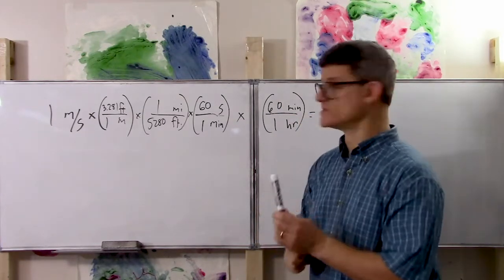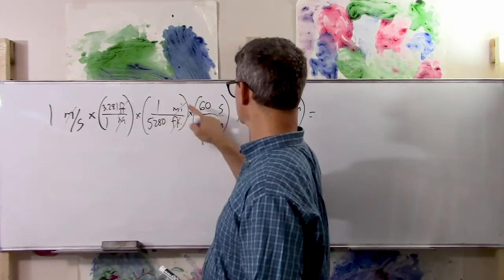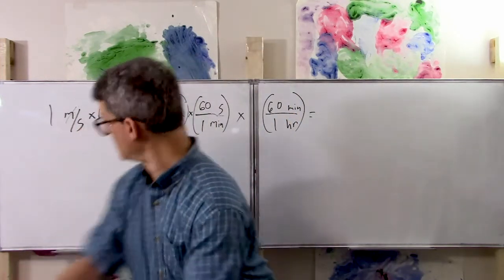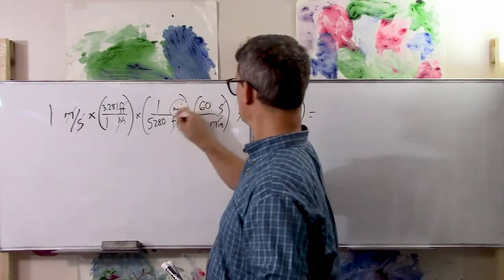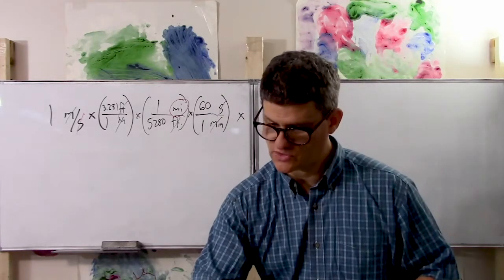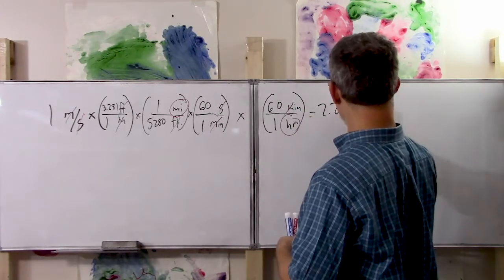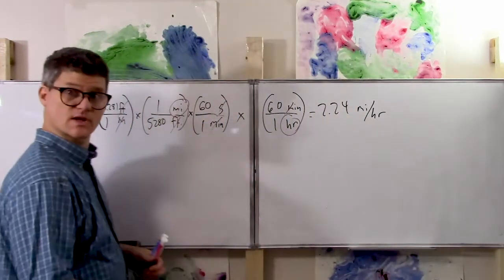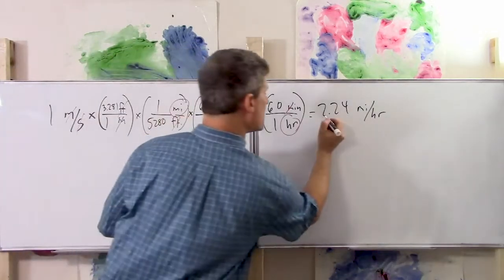So let's look and see how the units cancel out. Meters, meters, feet, feet, miles. Whoops, miles didn't cancel out. And then let me use a different color for the time. Seconds, seconds, minutes, minutes. So what are we left with? Miles per hour. And that's what we want. So if you calculate it, you get the result 2.24 miles per hour. So what we find is that 1 meter per second is 2.24 miles per hour.